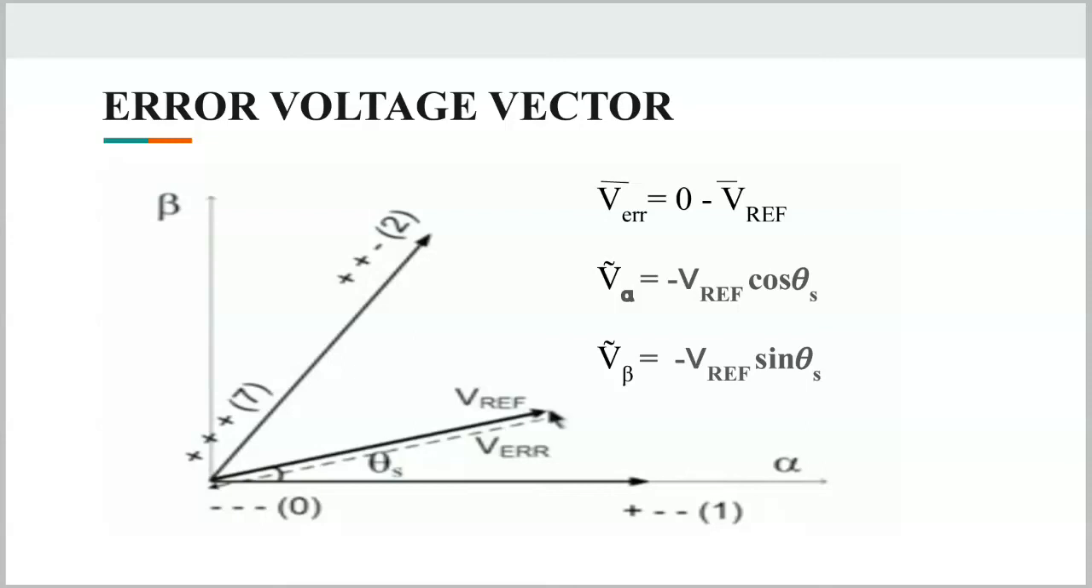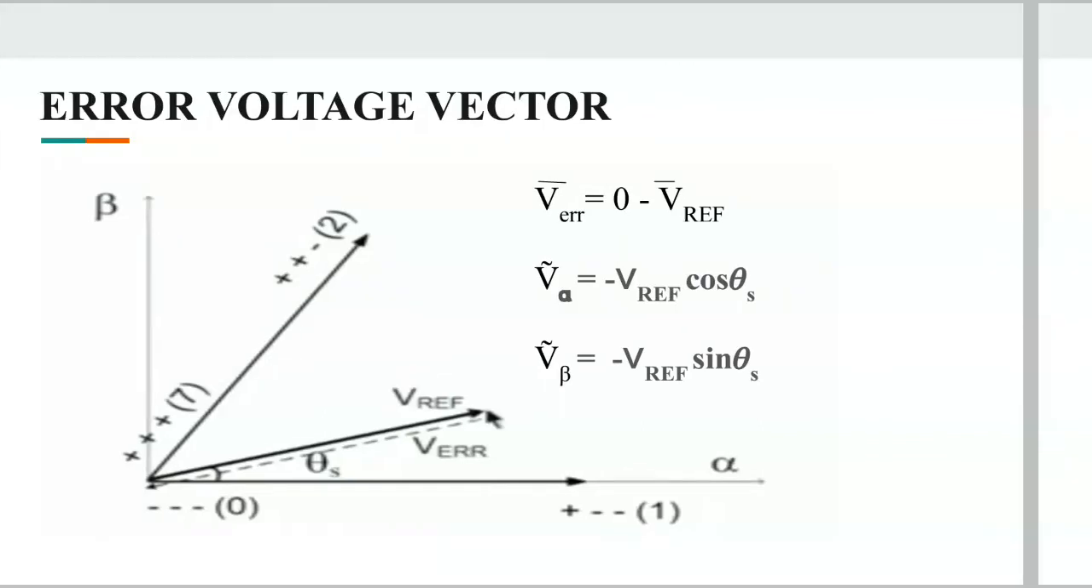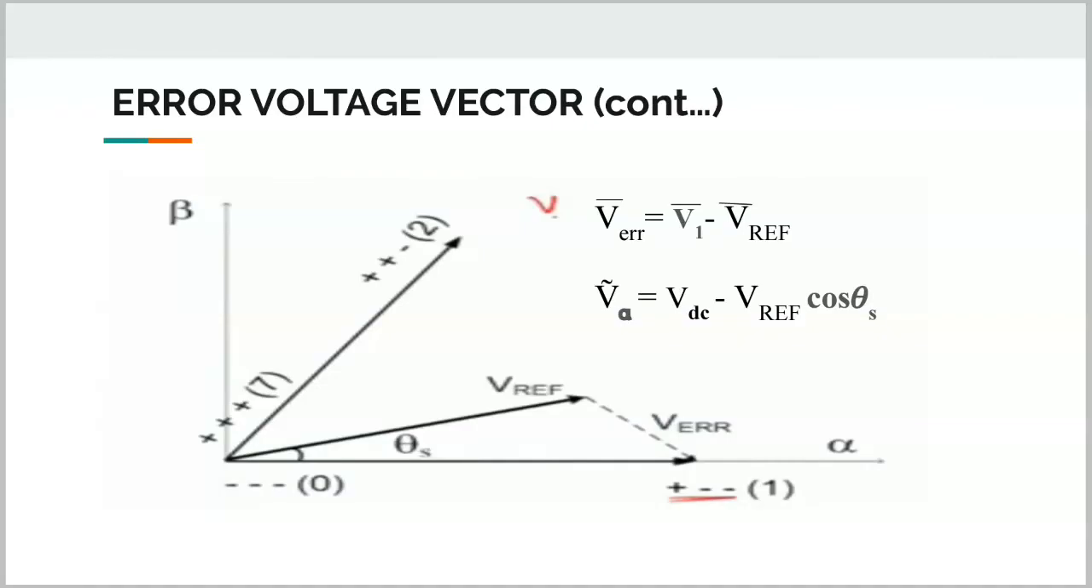So there is an error vector. That error vector is equal to 0 minus V reference. So we get V error voltage is equal to minus V reference. Now we can resolve this in an alpha axis and beta axis, which is shown on the horizontal axis is called as alpha axis and vertical axis is known as the beta axis. V alpha is equal to minus V reference cos theta s, and V beta is equal to minus V reference sin theta s.